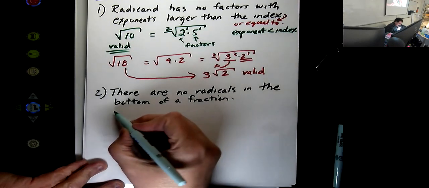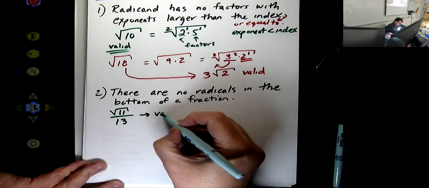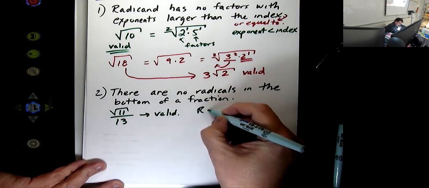All right. Square root of 11 over 13. We just had one. That's valid. Radical on top, not bottom.